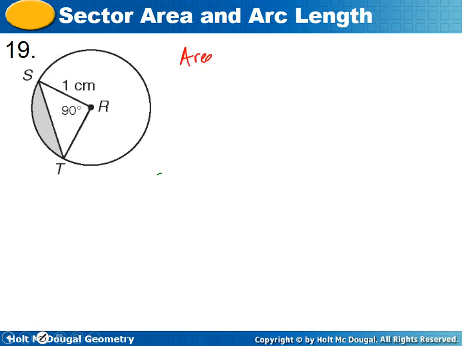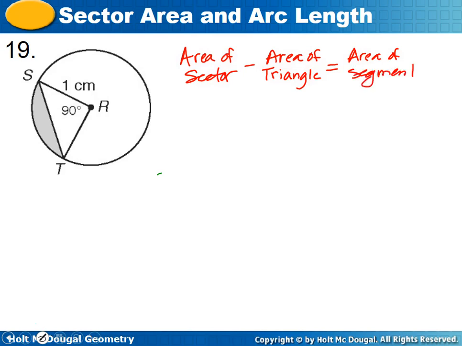Okay, so first of all, what we're going to do is find the area of the sector, and we're going to subtract from it the area of the triangle. And that's going to equal the area of the segment. So let's talk about what we're going to use for these. The area of a sector is pi r squared theta over 360. The area of a triangle is 1/2 base times height.